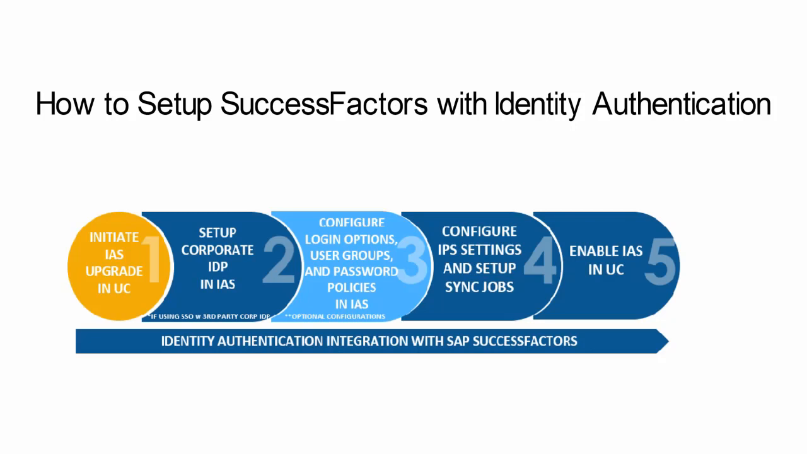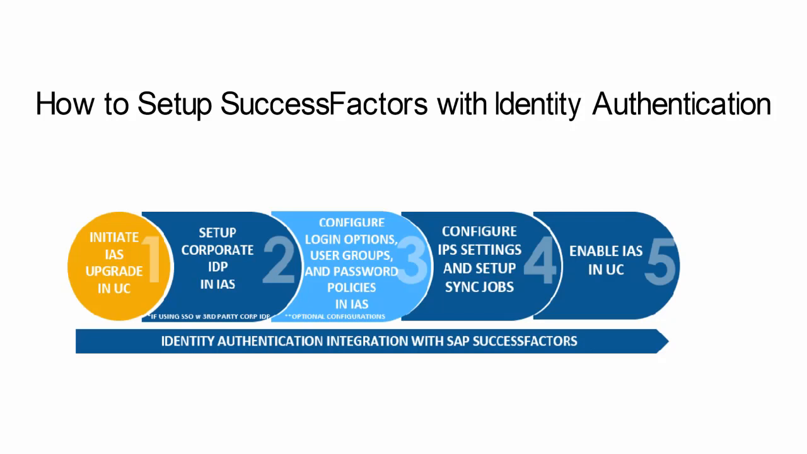1. You'll need to initiate the upgrade using the SuccessFactors Upgrade Center. 2. If you're using SSO with a third-party corporate identity provider, configure that corporate identity provider in IAS. 3. Configure your login method if the default password-based method does not meet your needs. 4. Configure your Identity Provisioning Service or IPS settings.